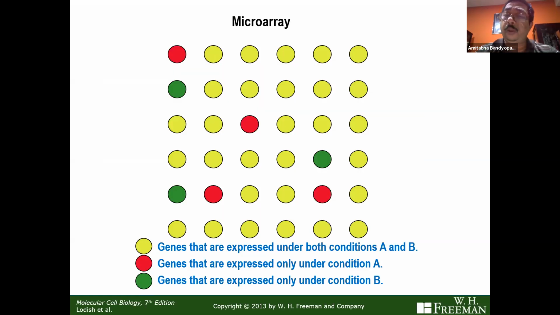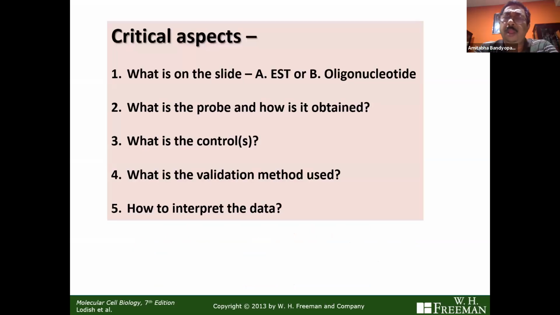Now, what you should know about is the evolution of microarray technology, because that will allow you to appreciate where we are vis-a-vis this technology today. So the critical aspect of microarray analysis is, first, what is there on the slide? Okay, are those ESTs or oligonucleotides? This makes a whole lot of difference.